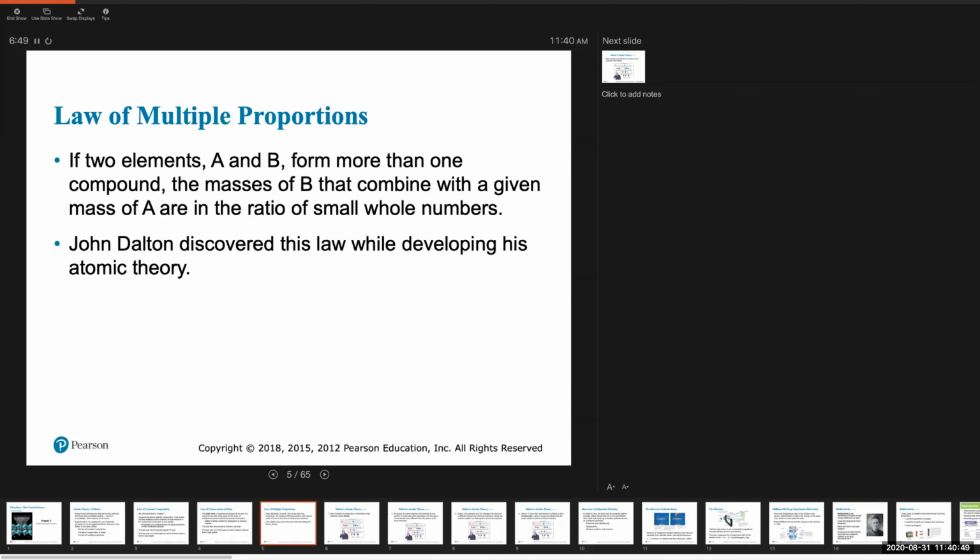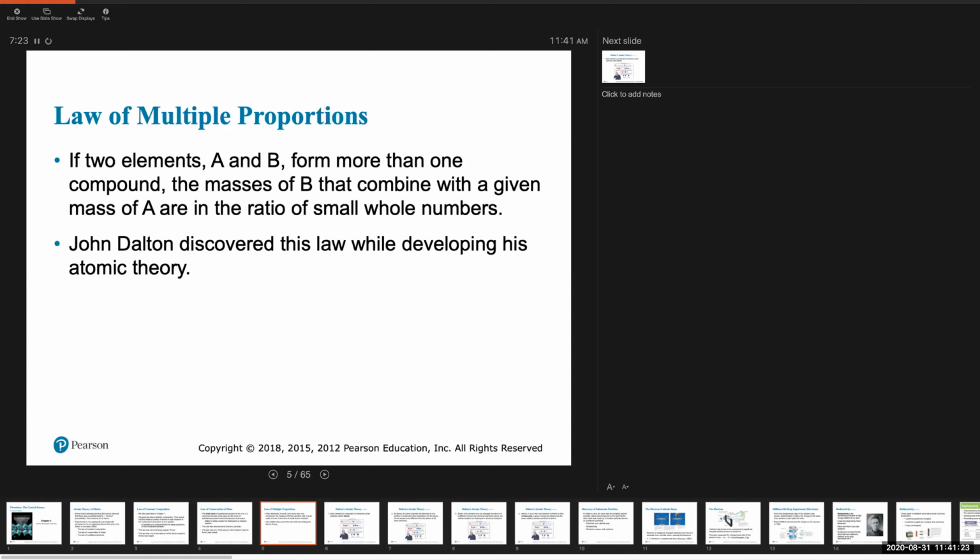And then the third one, law of multiple proportions. It says if you had two elements, and we'll call them A and B, and they form more than one compound, the masses of B combining with the mass of A are going to be small whole numbers. So once again, using the water example, if you form water, it's going to be H2O. It's not going to be H1O a half. Okay, it's always small whole numbers.